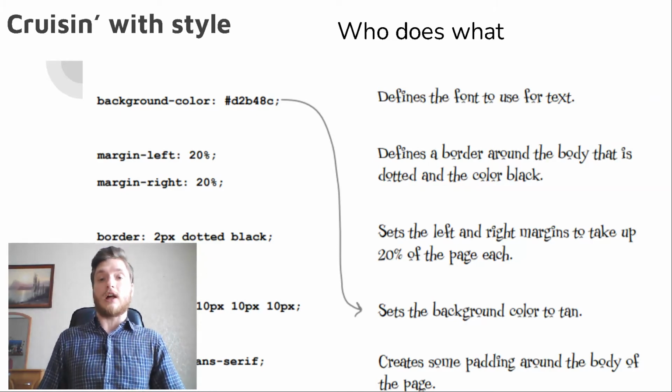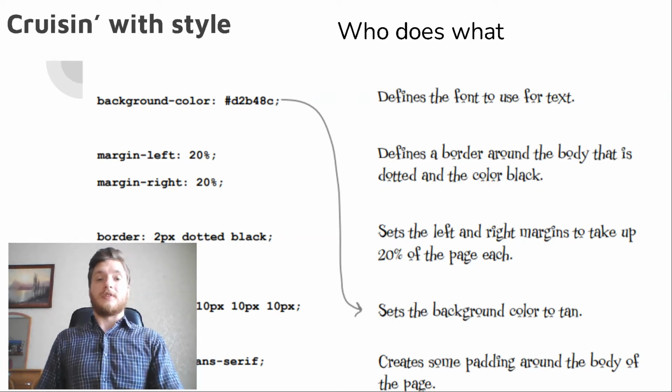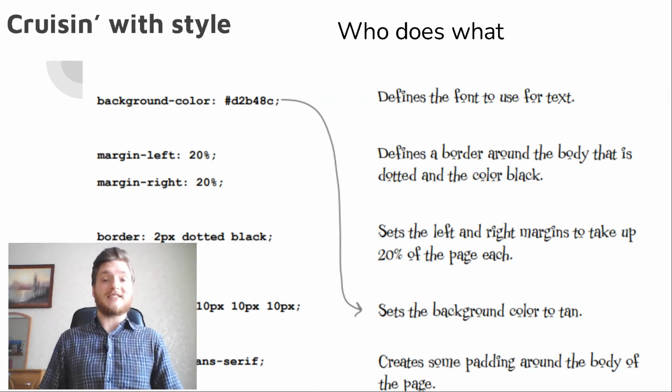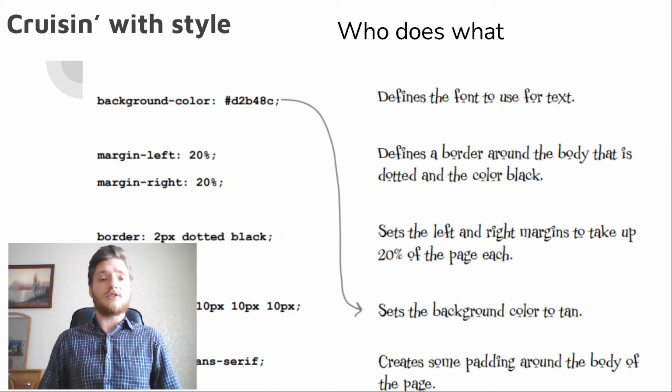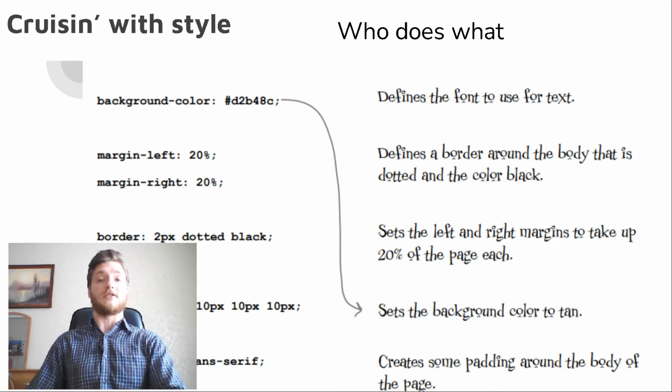D2B48C doesn't look like a color. How is this the color tan? There are a few different ways to specify colors with CSS. The most popular is called a hex code, which is what D2B48C is. This really is a tan color. For now, just go with it. We'll be showing you exactly how D2B48C is a color a little later.